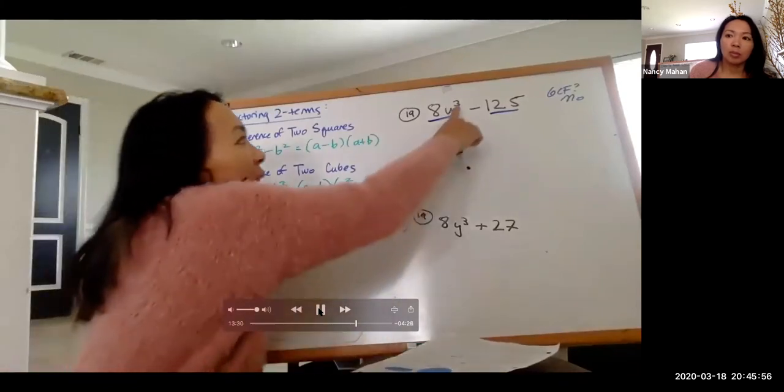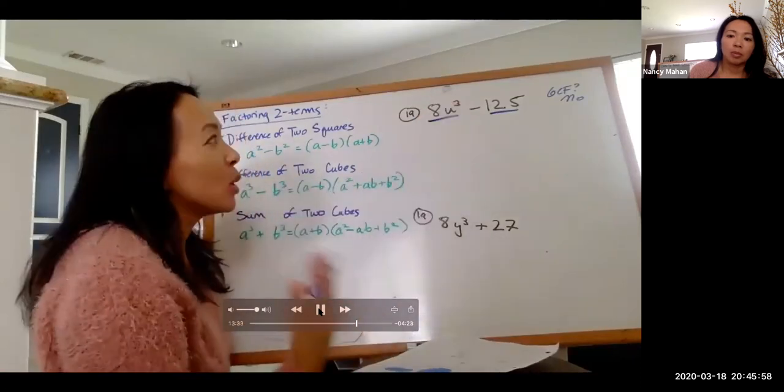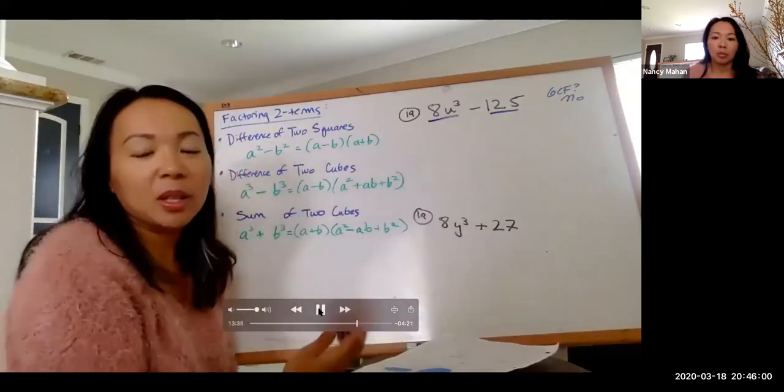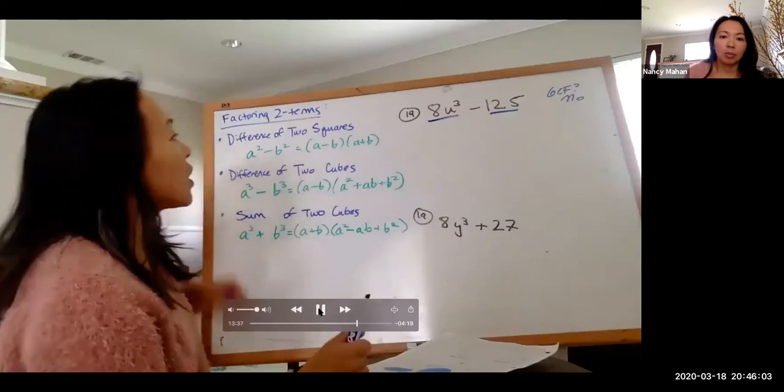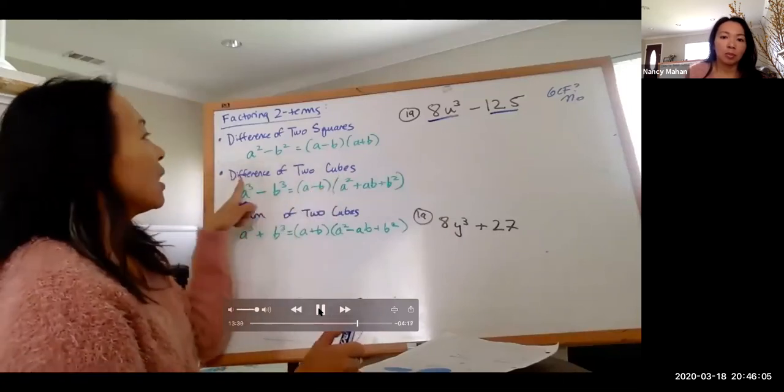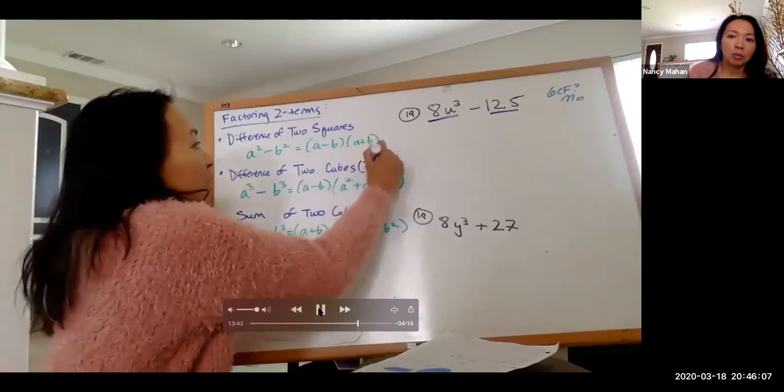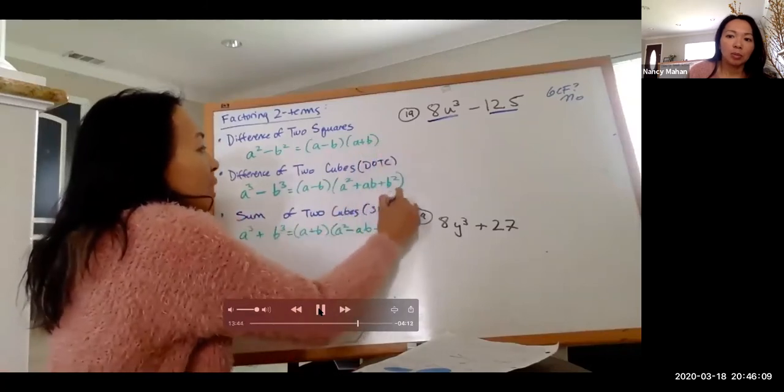So when I look at this, I see u to the 3rd power. Well, u to the 3rd power is a cube exponent, cubic exponent. So I have a hunch that it's going to be a DOTCA, a difference of 2 cubes. So DOTCA, that's how I write that. And this is SOTCA, and this is DOTS.